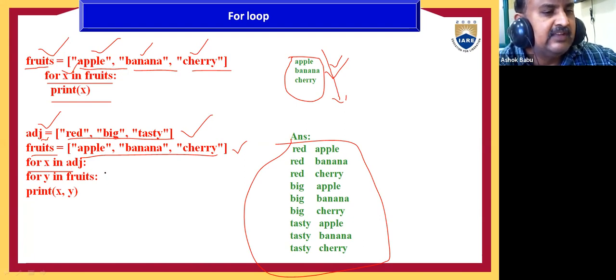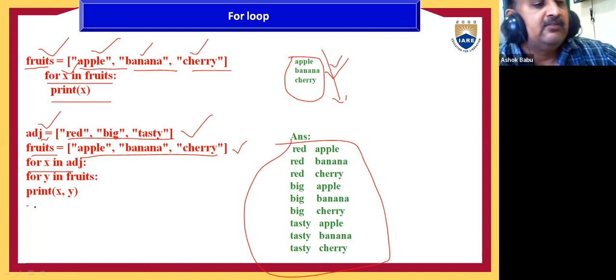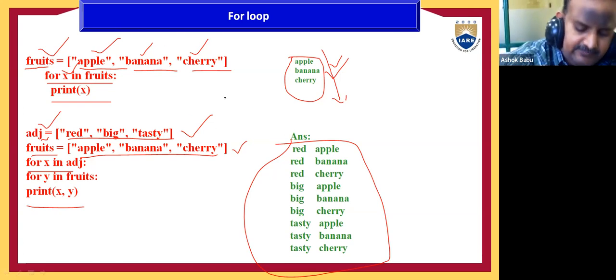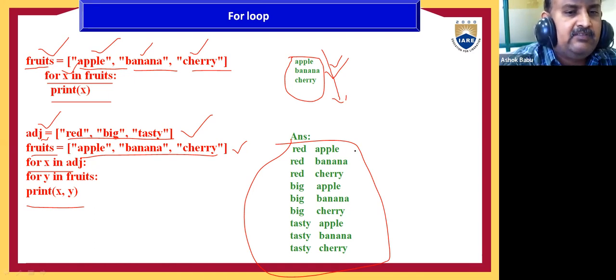For x in adj, for y in fruits, print x, y. These are the two variables. If you write this, it will map each string in adj with fruits: red with apple, red with banana, and red with cherry. Similarly, big with apple, big with banana, big with cherry. Then tasty with apple, tasty with banana, and tasty with cherry.